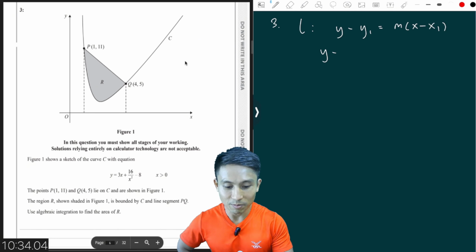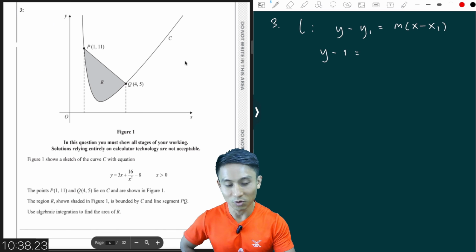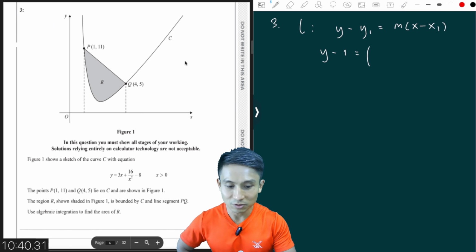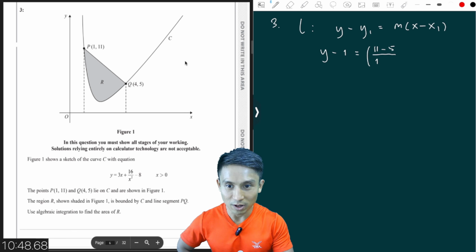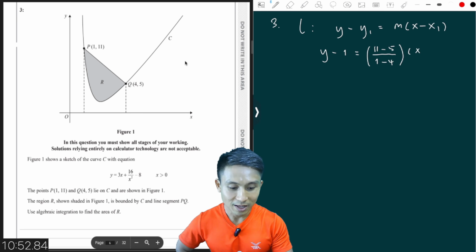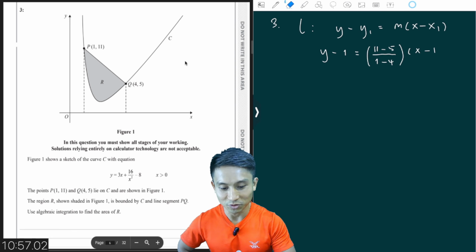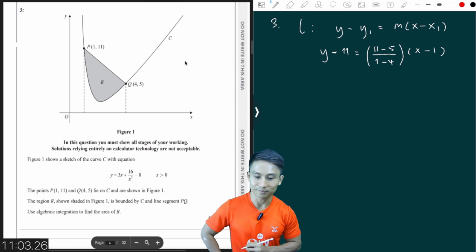So we do y minus y1. I'm just going to use point P, which is (1, 11). Well, m is just the gradient, so delta y over delta x: 11 minus 5 over 1 minus 4. Got to go in the right order there, so the gradient is negative here. Wait, hang on, I put the wrong coordinates here. This is y minus y1, which is 11, and x minus x1, which is 1.